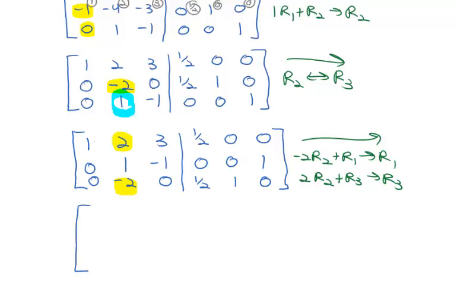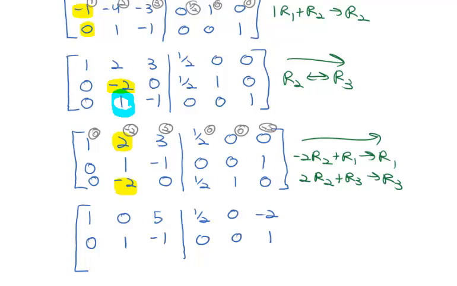So first we're multiplying by -2. 0 times anything is 0. 1 times -2 is -2. -1 times -2 is +2. 0 times anything is 0. 0 times anything is 0. And 1 times -2 is -2. So our new row 1 when we add is 1, 0, 3 plus 2 is 5, 1/2, 0, -2. The second row is unchanged, 0, 1, -1, 0, 0, 1.